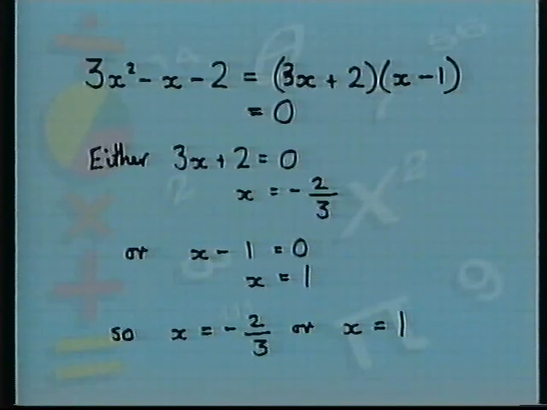If you're told that 3x squared minus x minus 2 equals 0, then to find x, take each bracket in turn and say that 3x plus 2 equals 0, which gives x equals minus 2/3. Also, x minus 1 equals 0, which gives x equals 1. So, x equals 1 or minus 2/3.